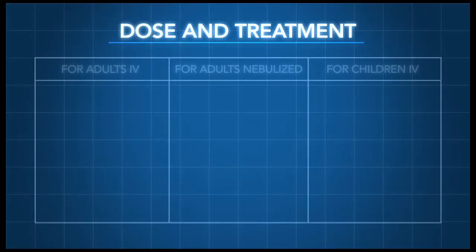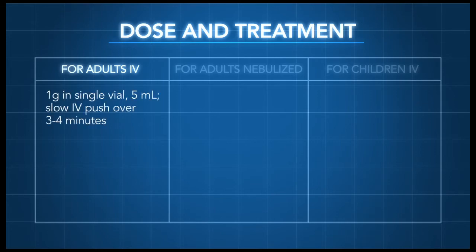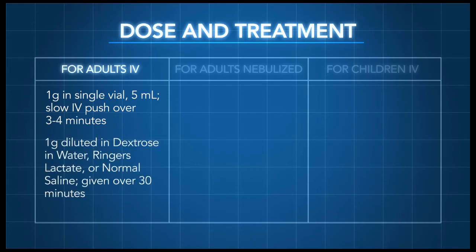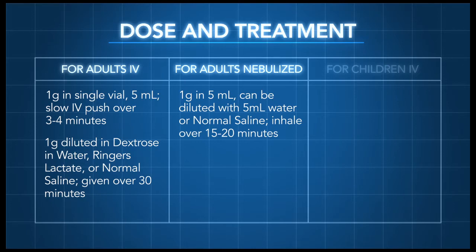This chart provides detailed information regarding dose and treatment. For adults receiving either calcium DTPA or zinc DTPA intravenously, 1 gram of DTPA solution, available as a single vial with a volume of 5 milliliters, can be administered via slow IV push over 3 to 4 minutes. Or, 1 gram of DTPA solution can be diluted in 100 to 250 milliliters of 5% dextrose in water, Ringer's lactate, or normal saline and administered over 30 minutes. For adults receiving nebulized calcium DTPA or zinc DTPA, 1 gram of DTPA solution can be diluted 1-to-1 with 5 milliliters of sterile water or normal saline and inhaled over 15 to 20 minutes.